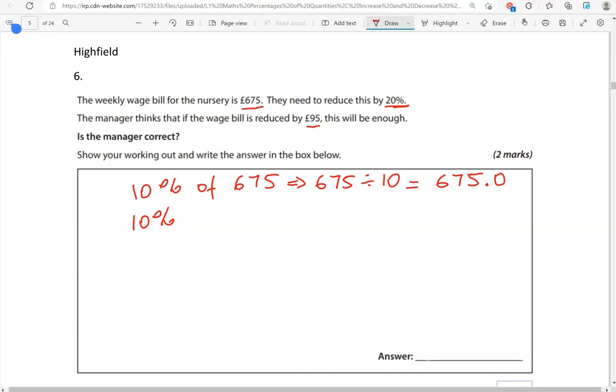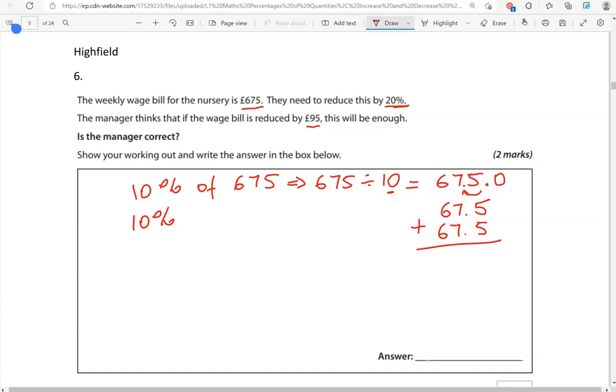So to divide this by 10, I'm going to move the decimal point one place to the left to make this number smaller. So one place, that means the decimal point goes there to 67.5. So that is what 10% of 675 is equal to. 20% will be double that. So if I just add another 67.5, that should give me 20%.